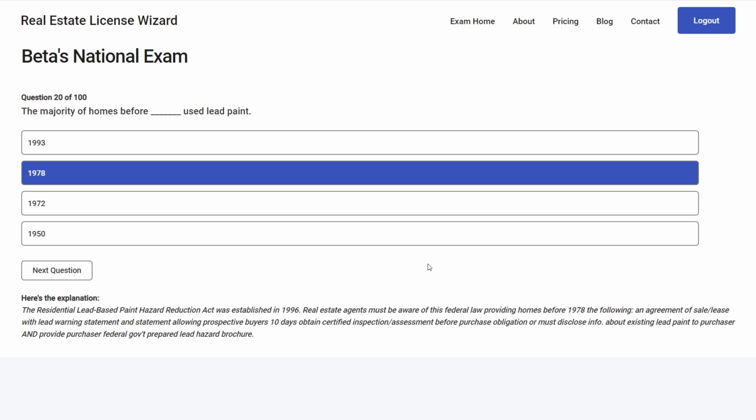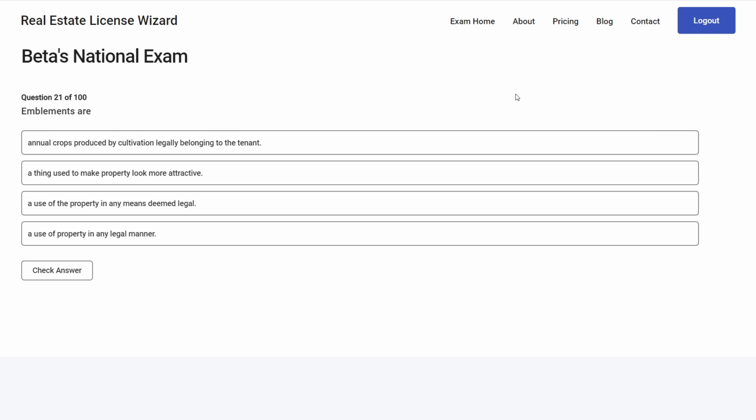existing lead paint. So that's a super important one, which, when you guys do pass the exam and you start your career, you're going to see this all the time. Eventually, 1978 is going to be ingrained in your brains. You'll never forget that year because of this specific thing. And it's that the majority of homes before then used lead paint. All right, next question. 21.